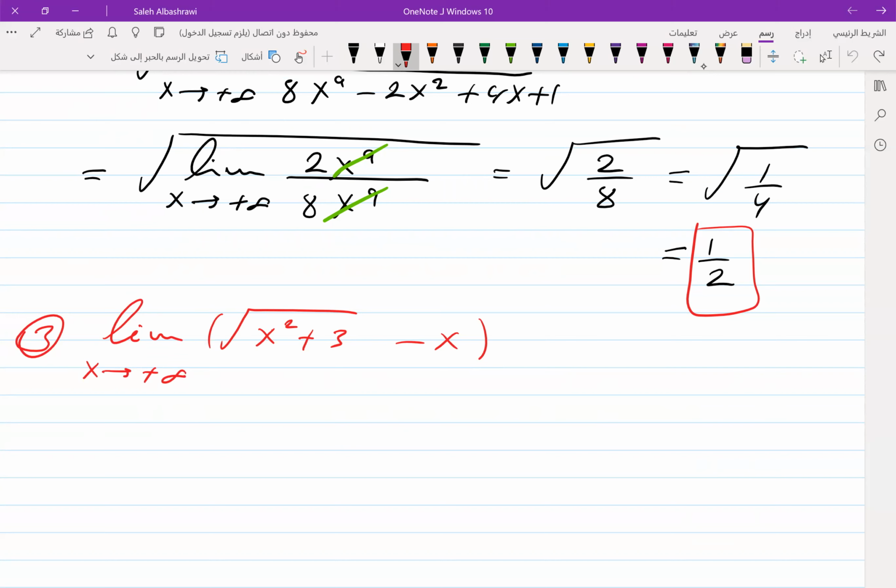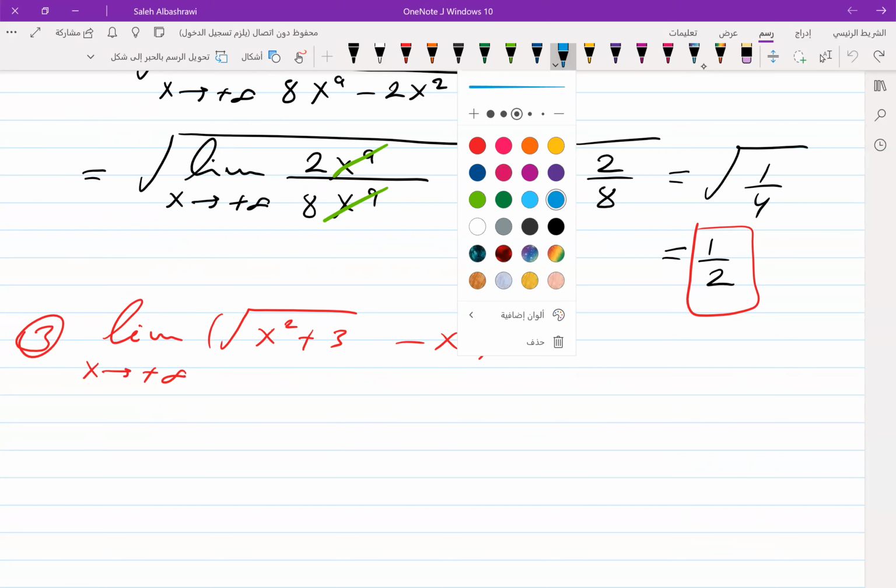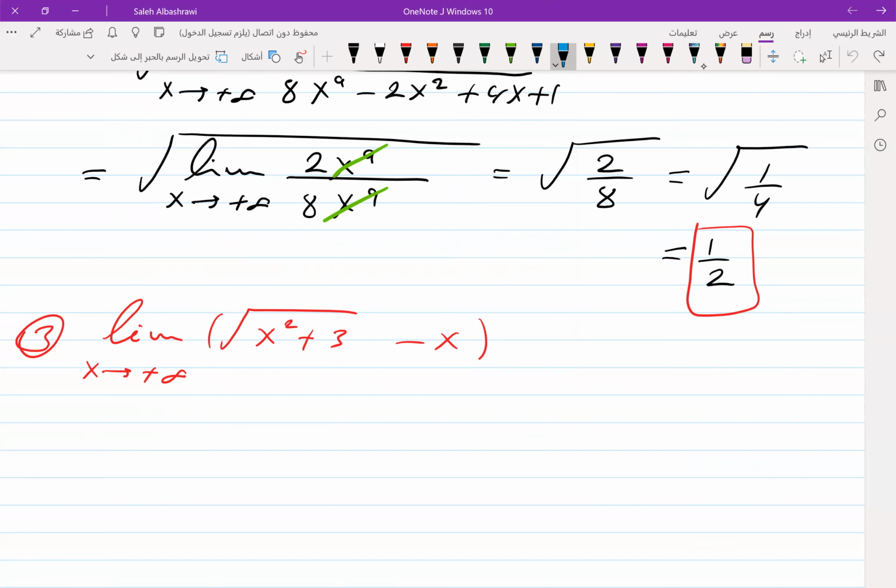For this example, you can see that the first part, the limit of square root of x squared plus 3, is infinity. And the limit of x is again infinity. So it is infinity minus infinity. It is in this form.